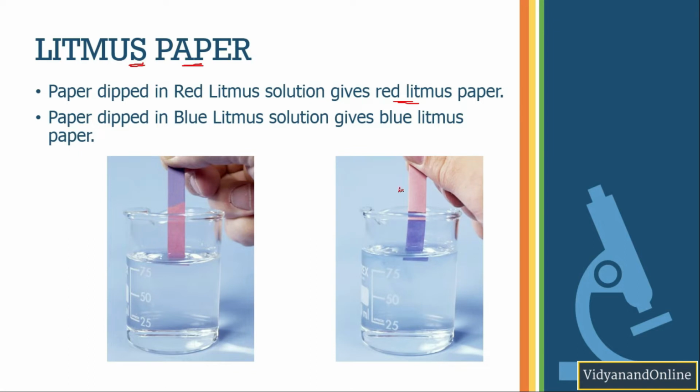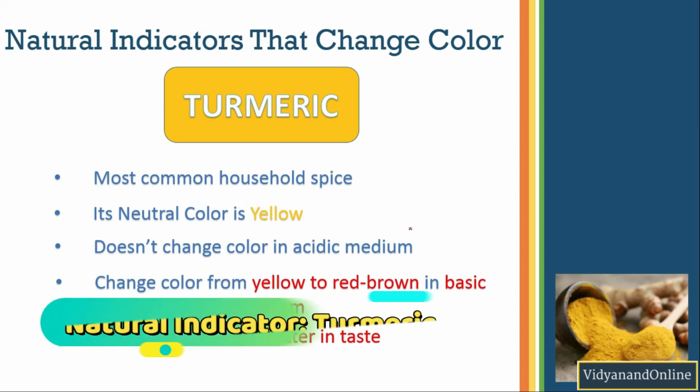So this is red litmus paper which is showing the change in color after dipping in the solution, whereas this is blue litmus paper which is showing the change in color after dipping in the solution. So this is acidic solution because it is changing the color from blue to red, whereas this is basic solution because it is changing the color from red to blue. Let us see the second indicator, which is turmeric.